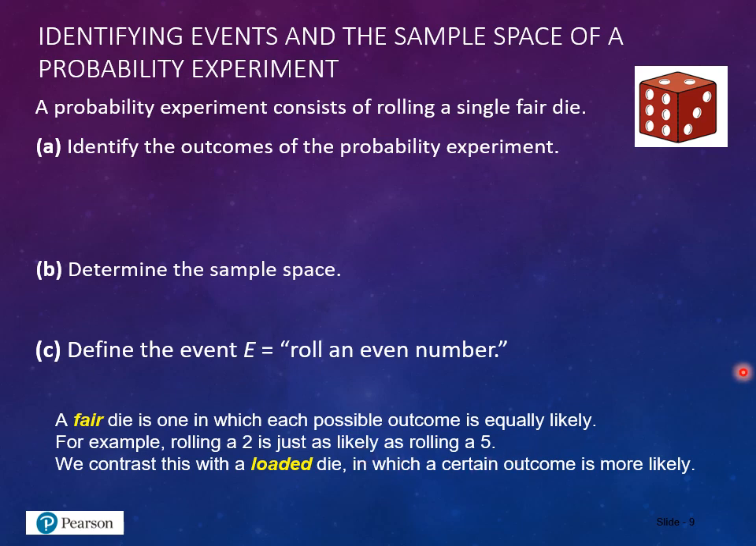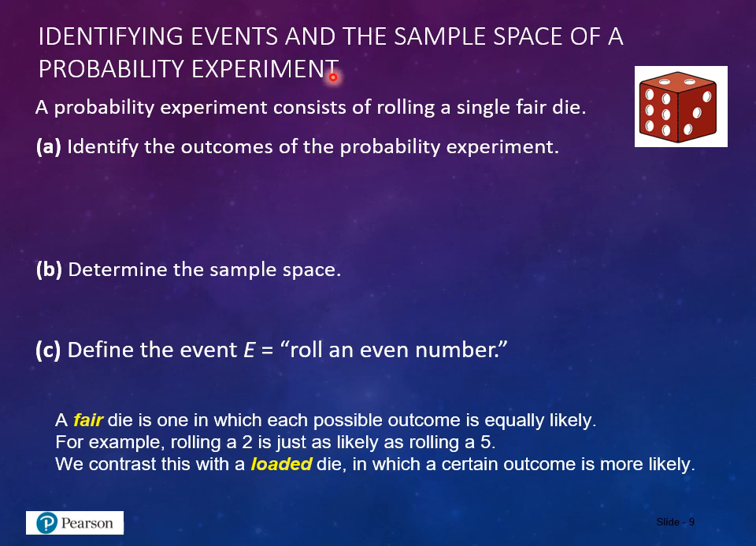We contrast this with a loaded die, if you may have heard that term before, in which a certain outcome is more likely. These are things that are cheating, right? So it's more likely that you'll roll a 2, so you would bet on a 2. Okay. So part A, identify the outcomes of the probability experiment.